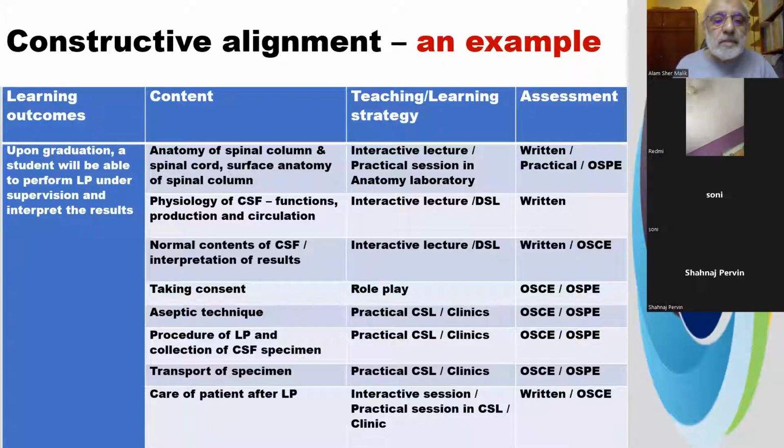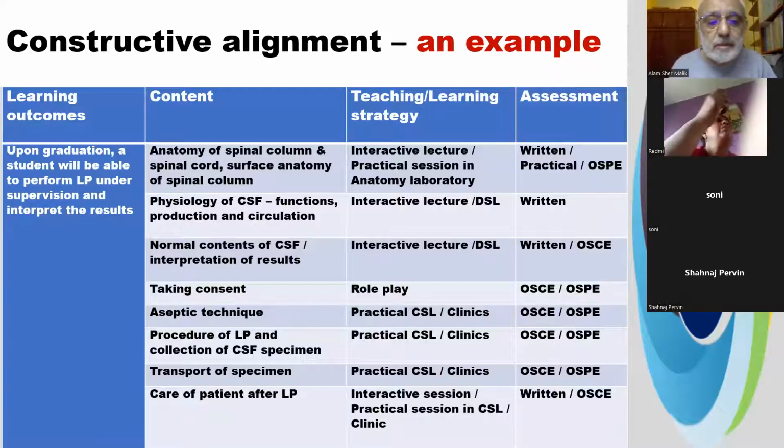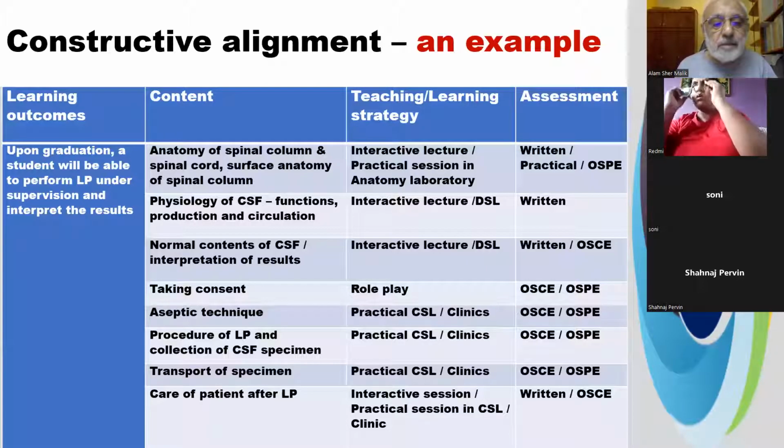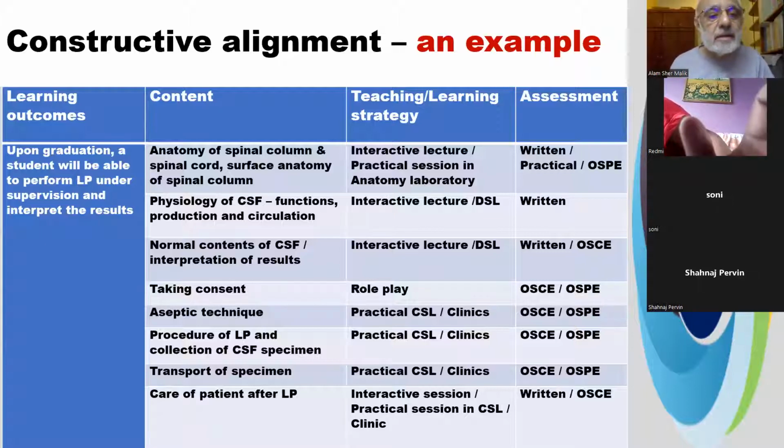To achieve this learning outcome, we need to identify appropriate content, the teaching learning strategies, as well as the assessment. In this case, the content might include anatomy of the spinal column and spinal cord, surface anatomy of the spinal column, physiology of CSF, functions, production, circulation, etc. Normal contents of CSF and interpretation of results. Apart from this knowledge component, there has to be a skill of taking consent from the patient or attendants, a skill of aseptic technique, and then performing the procedure and collection of specimen, transport of specimen, and then care of the patient after the procedure. So these are the contents which are required to achieve that learning outcome.